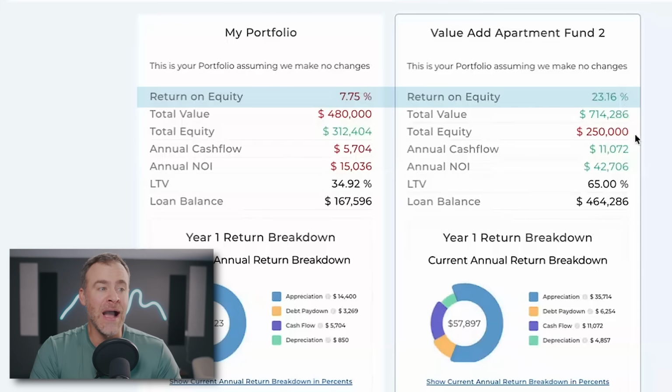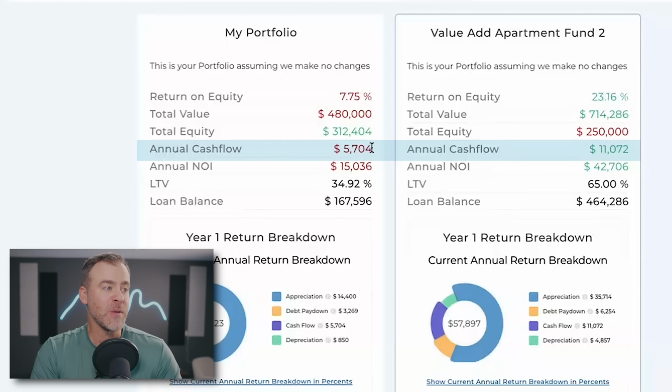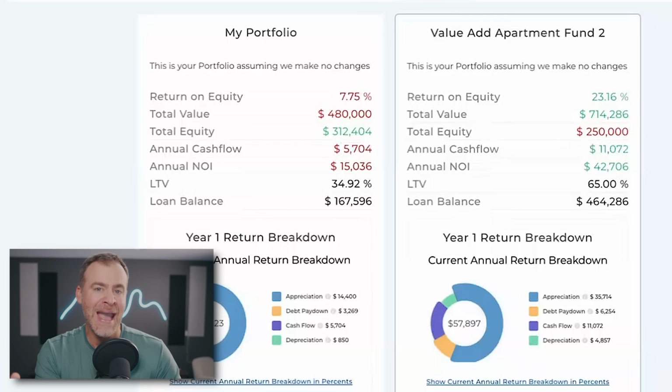Now, in addition to a higher return on equity, he's going from about $6,000 a year in cash flow to almost $11,000 a year in cash flow. So he's almost doubling his cash flow here. Now, there's a very important thing to talk about here. He's selling this property and he's investing passively, which typically does not allow 1031 exchanges. So we have taken off about 20% in transaction costs and some capital gains to show the investment here.